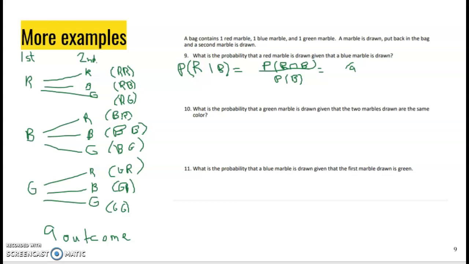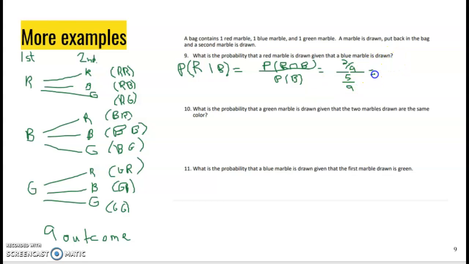Therefore, I have 2 out of 9 chances of getting a red and a blue. The probability of me drawing a blue is going to be any of these outcomes that have a B in that. So I have 1, 2, 3, 4, and 5. So 5 out of 9 gives me the probability that I draw blue.